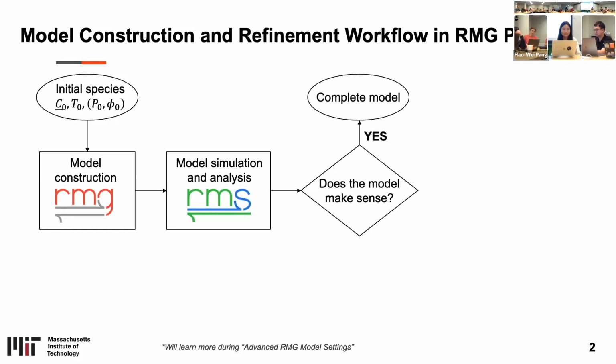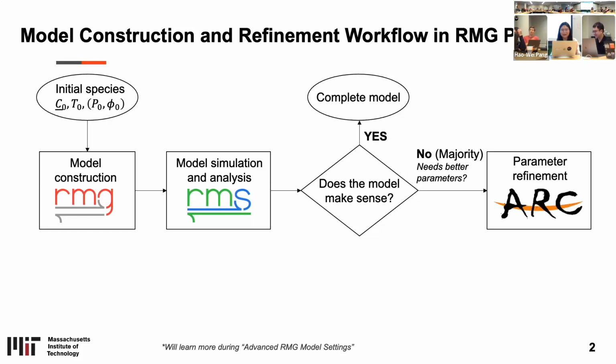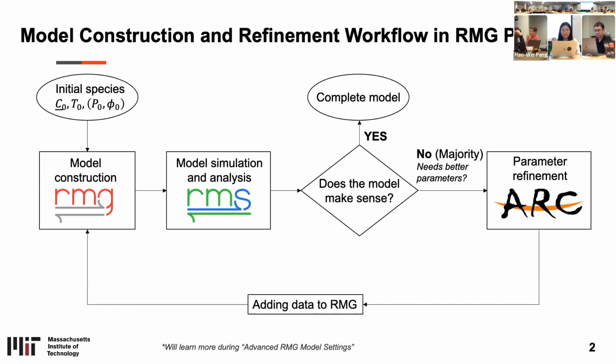And usually after you do all this, you want to check whether the model makes sense. If yes, congratulations, you have a complete model. Rarely does it go that way. More often, you will find no. You'll find that some parameters didn't look right, and you will want to do some parameter refinement, which we just learned how to do with ARC. And in the morning, Kevin gave a really detailed talk on how to add these new data to RMG. Hopefully you would do this iteration many, many times until it converges to something that you're proud to present.